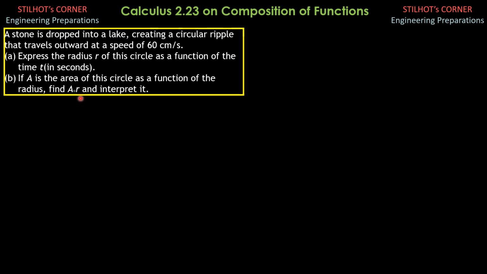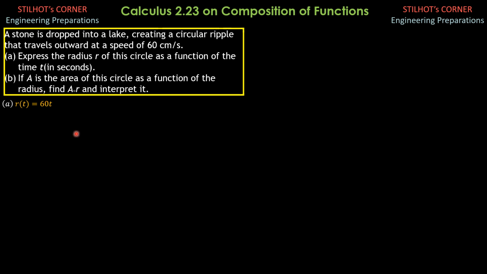And r should be a function of time also. So for part A, r as a function of time equals speed times time. Since the radius is changing at the rate of 60 centimeters per second, it's like distance equals speed times time. So the radius is the rate of change of the radius, 60 centimeters per second, times time. So that's the radius as a function of time.